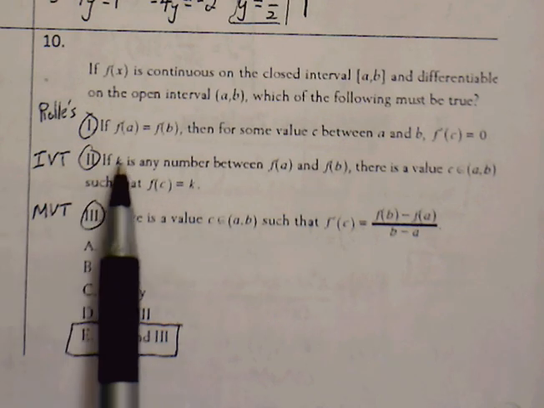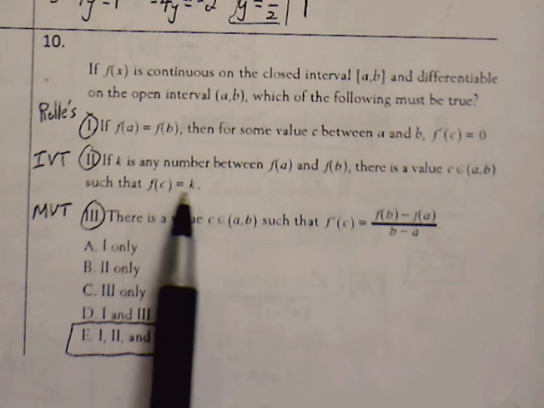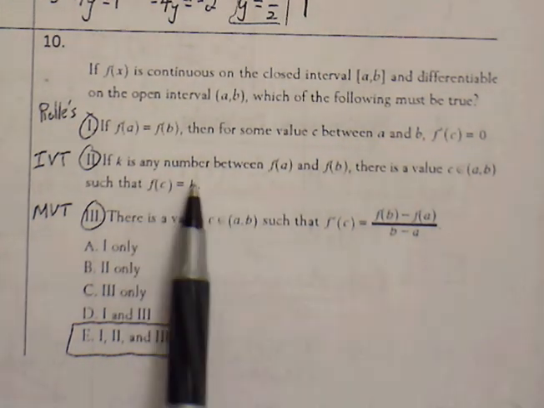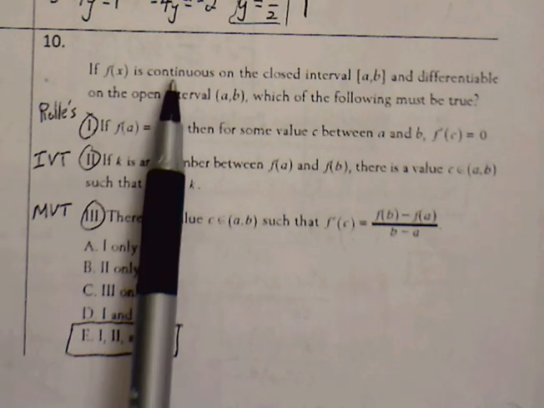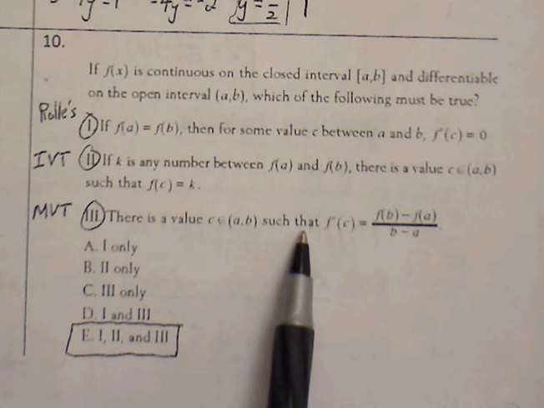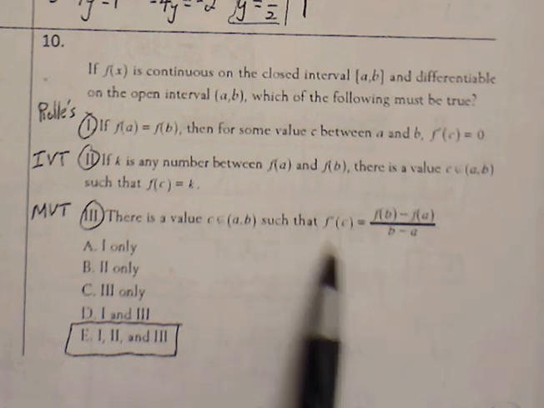Right? If k is any number between f of a and f of b, then there's a value c such that f of c is equal to k. So this is spelling out intermediate value theorem, and we know this will be true because it passes the condition for continuity. There's a value c between a and b such that f prime c is equal to f of b minus f of a, all over b minus a. So this is mean value theorem.